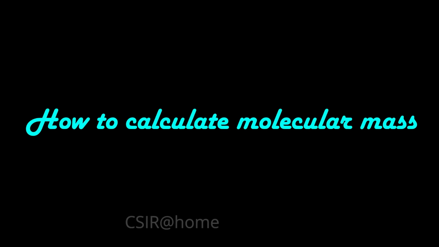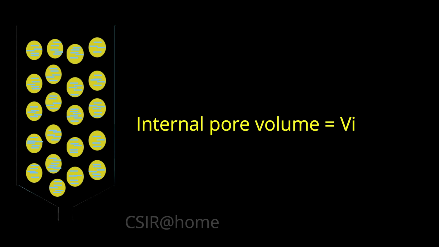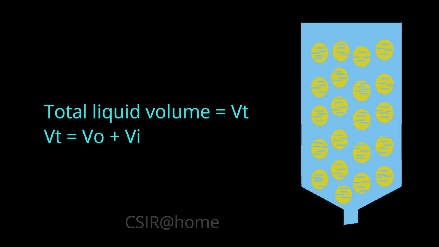Everyone. How to calculate molecular mass of unknown protein? Observe this image. The volume of outer solvent, the solvent surrounding the gel beads, is indicated as Vo, the void volume. The volume of solvent inside the gel, that is internal pore volume, Vi. The total liquid volume is represented as Vt, the volume surrounding the gel beads and the volume of solvent inside the gel beads. Vt is equal to Vo plus Vi.